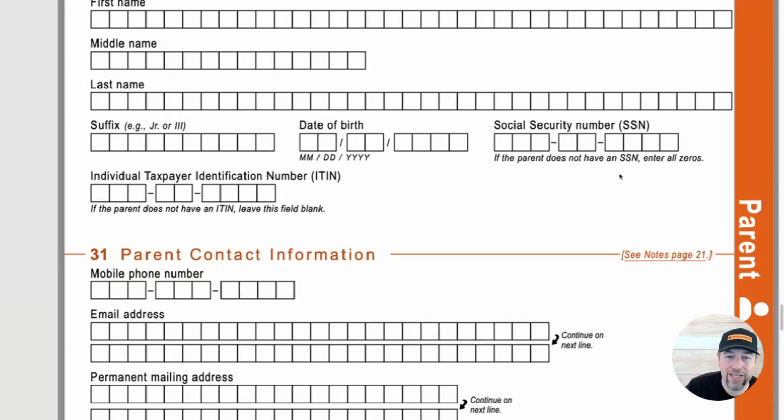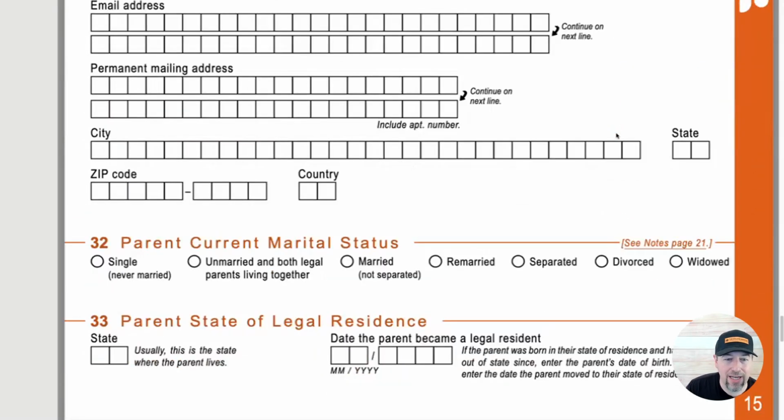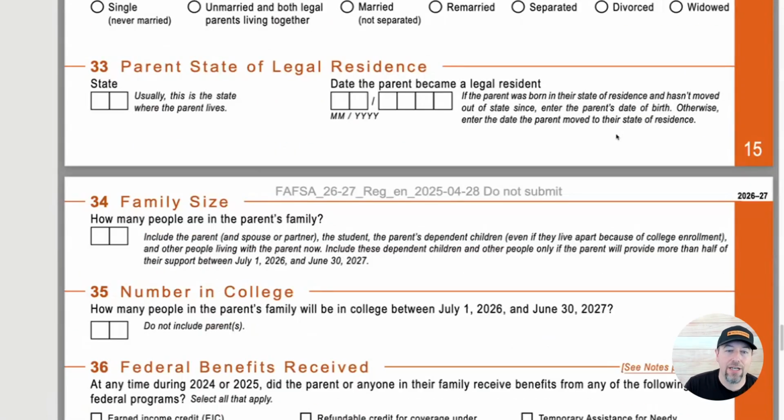Just like your student, you create your own FSA ID. Some of you may have an FSA ID already because you had your own student loans. It is the same FSA ID. It's just your login to Studentaid.gov, right? So this is going to autofill in if that information is correct. Otherwise, you can edit it. You have your email address, your mailing address, and your marital status. Single, unmarried and both parents living together, married, not separated, remarried, separated, divorced, widowed. You got to put it down on there.